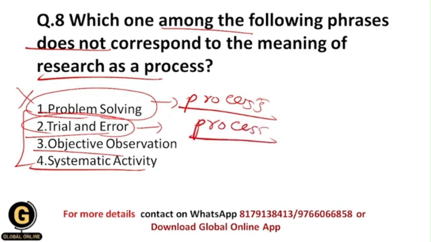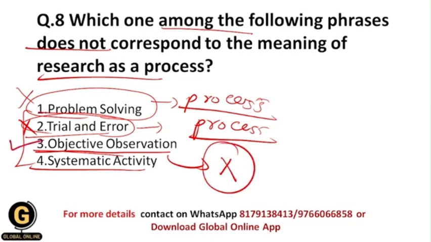Okay, this is nothing but a process, or you can say it's a method, and that's why this is again the meaning of research as a process, so this gets eliminated. Now objective observation is the data collection method, in which we fairly observe the participants. Okay, and that's why this is not a process, this is the data collection method, and that's why this is the correct answer to this question, because it does not correspond to the meaning of research as a process. Okay, so objective observation is part of a research process. It is not the whole research process, and that's why the correct answer to this question is 3.